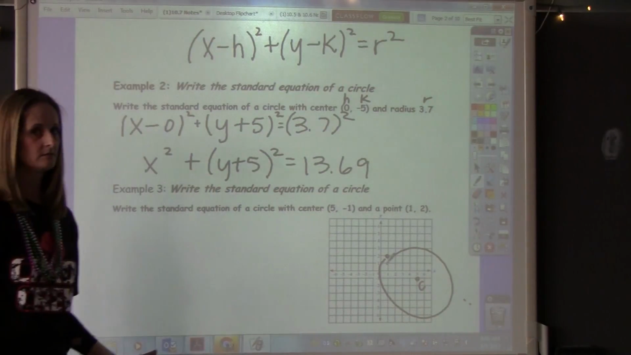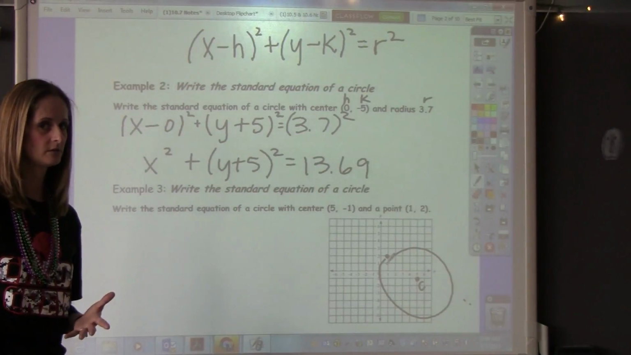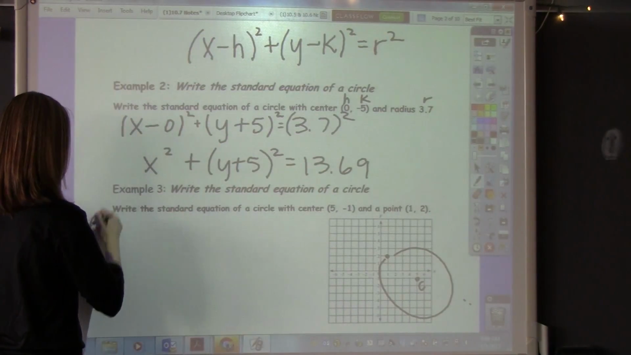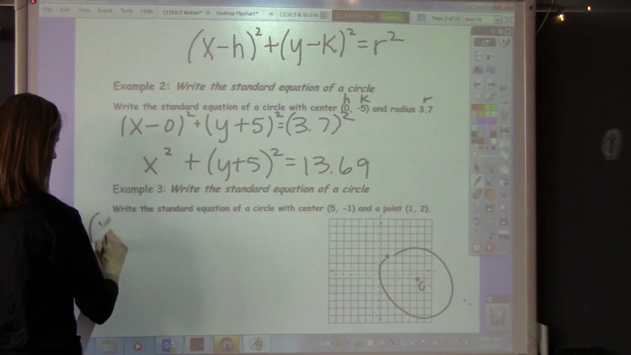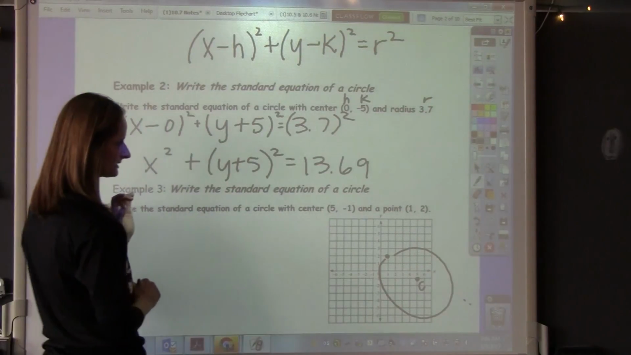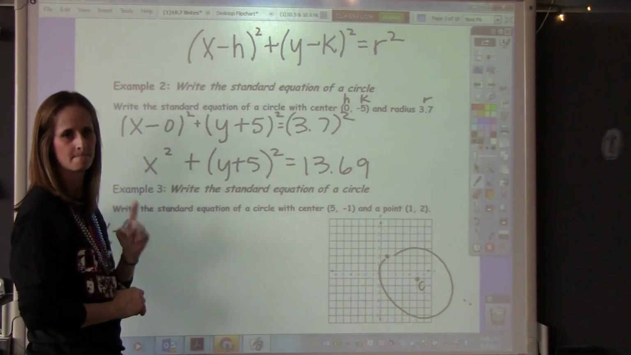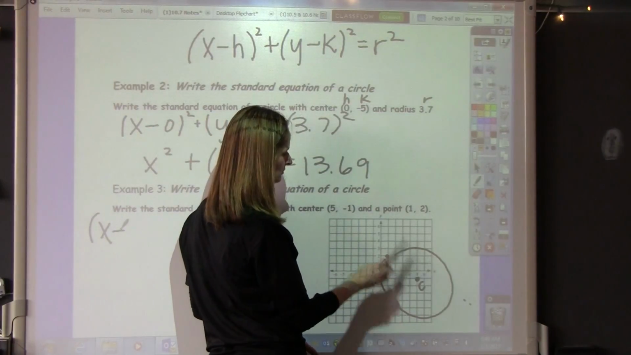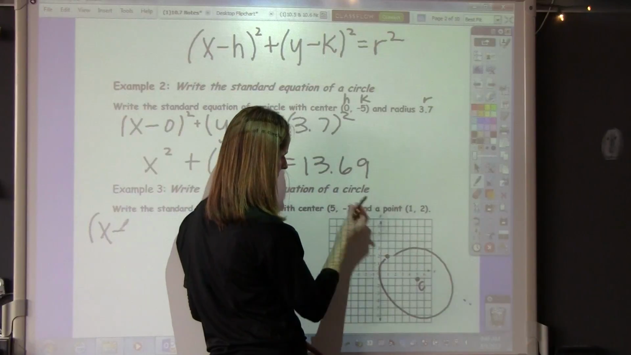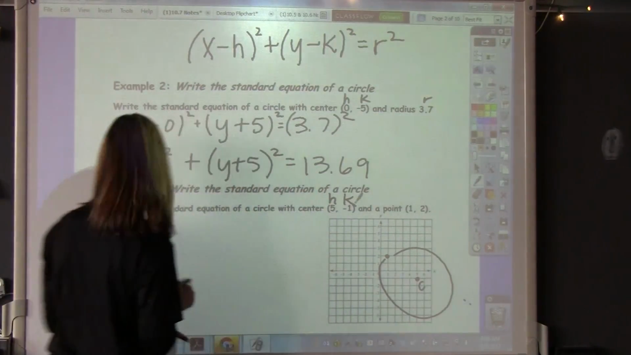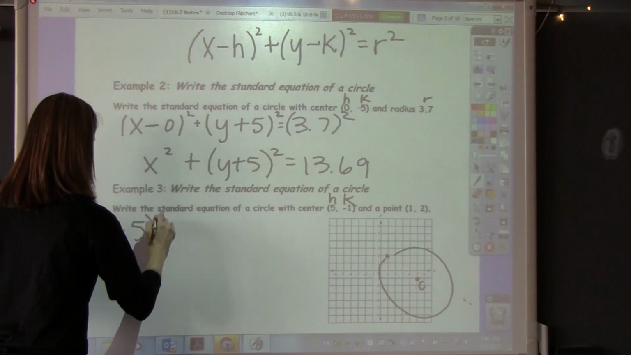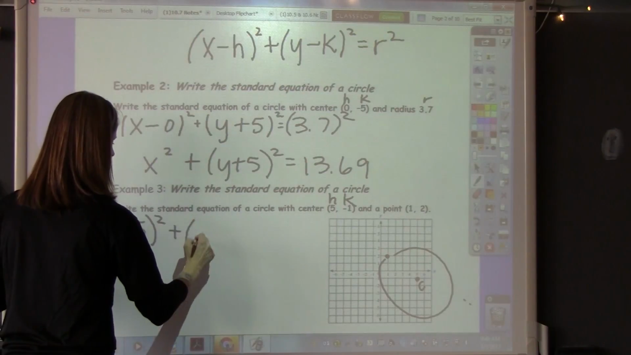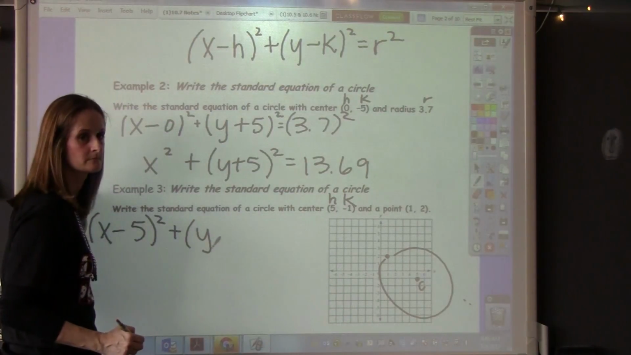So let's see if we can start to write the equation. So that's going to be x minus, now what's h and what's k? X is 5. That's the center. So which point are we going to use? 5. 5. Okay. (x minus 5) squared plus (y plus 1) squared.